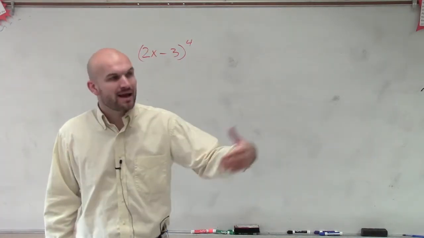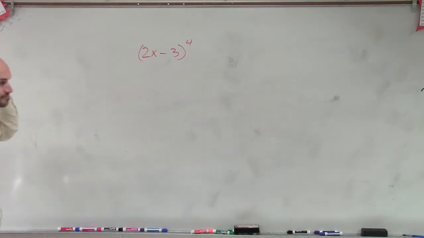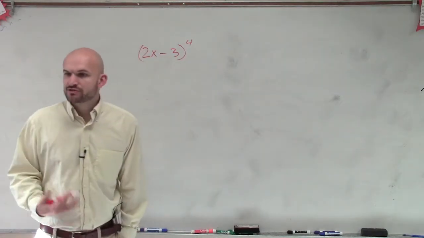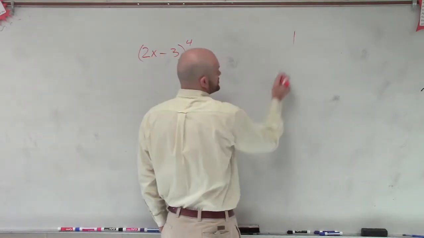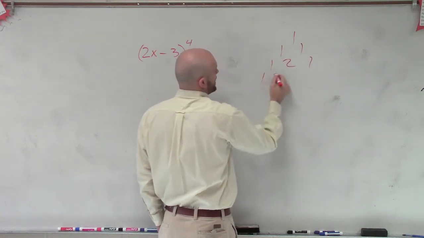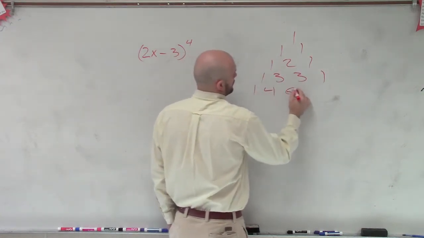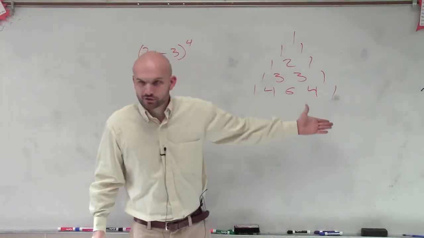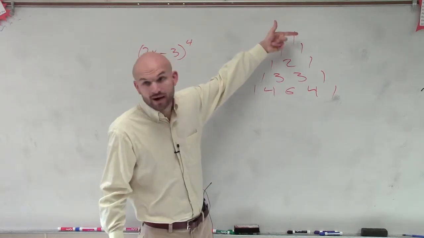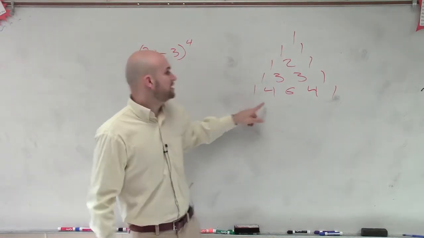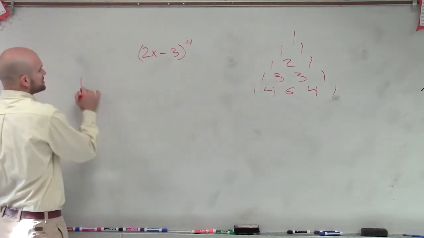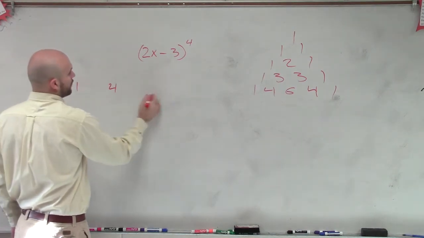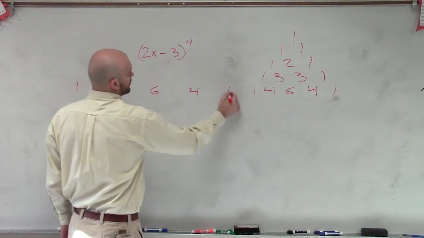Now you know our pattern that we're working with. Let's see what our coefficients would be. I can create Pascal's triangle to find my coefficients. I'll start with 1 and just follow the pattern. It's very easy to create Pascal's triangle. This is x to the 0 power, 1, 2, 3, 4. So our coefficients are going to be 1, 4, 6, 4, and 1.